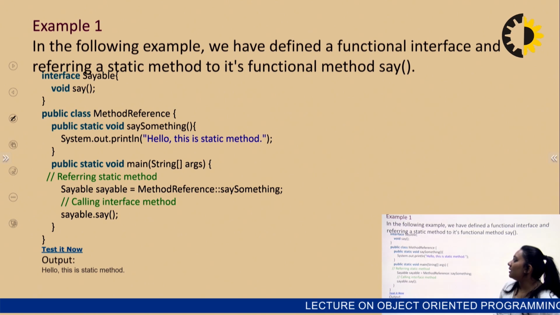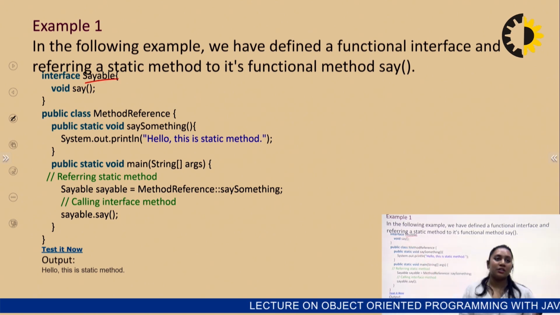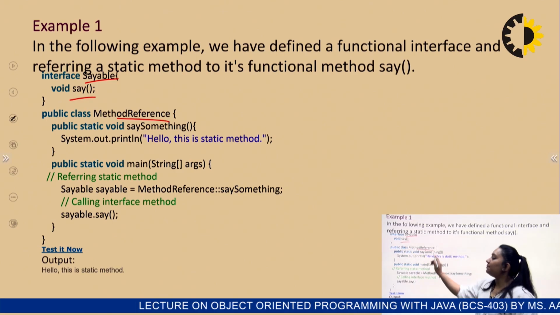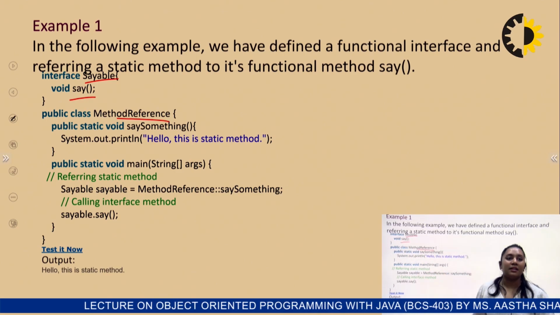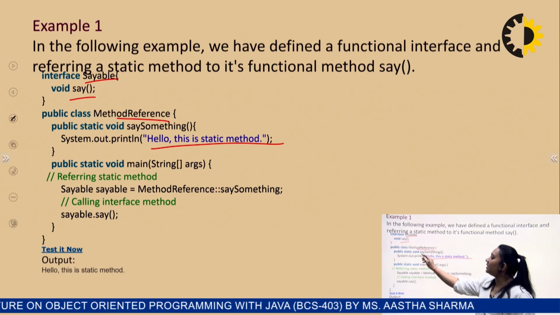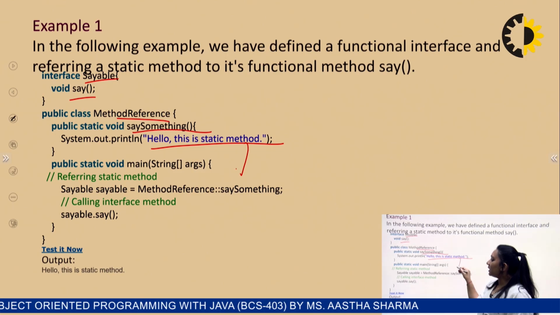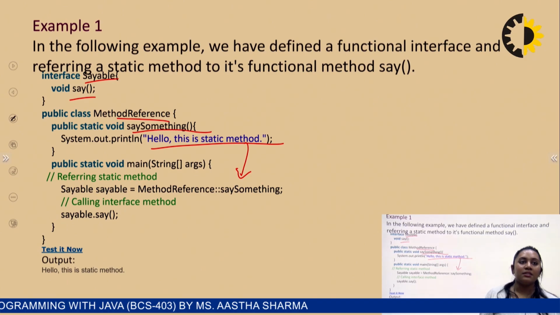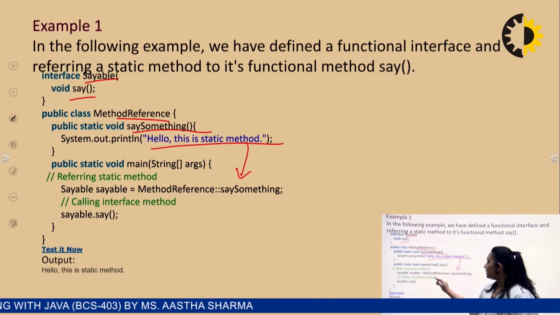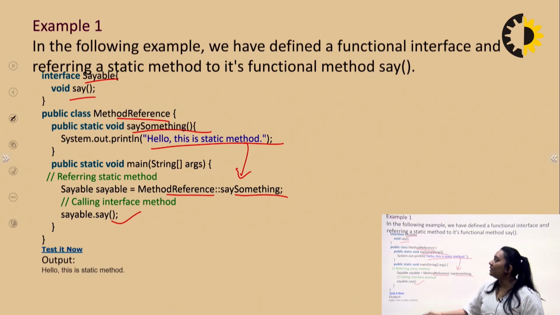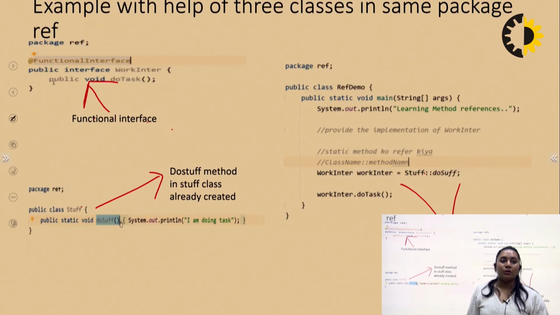Next, let's see the example of this with the help of a functional interface. We make the interface, a functional interface, with Sayable. Suppose we need to say void say. After making the main method, we implement method references. In the main method, you give the command void say something like hello. This is converted by referring to the static method, which is referring the method reference to say something, and calling the interface method by using sayable.say, right? This is the output of the program.